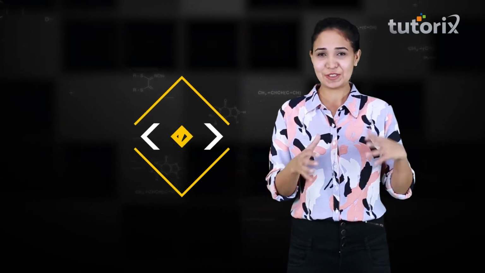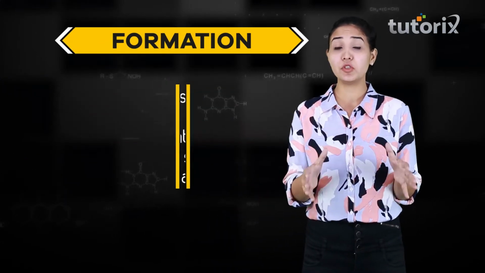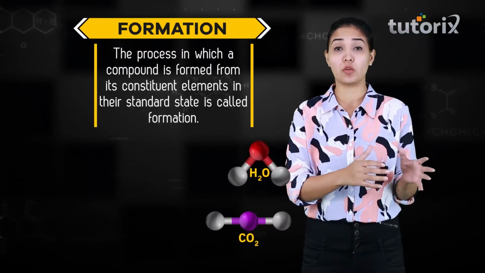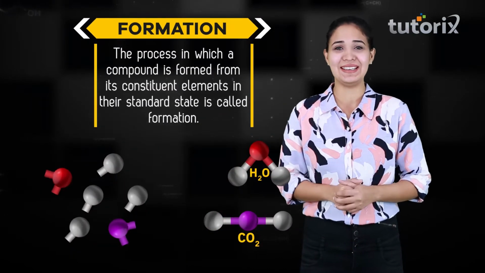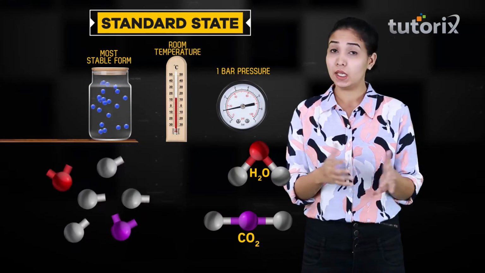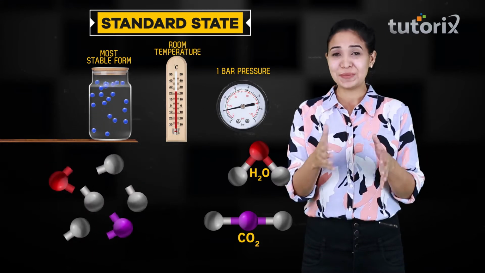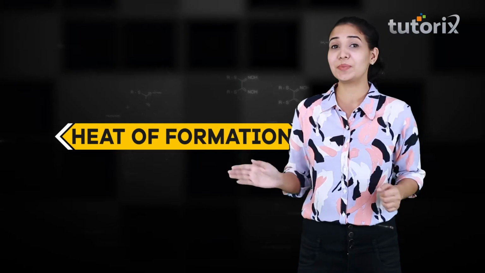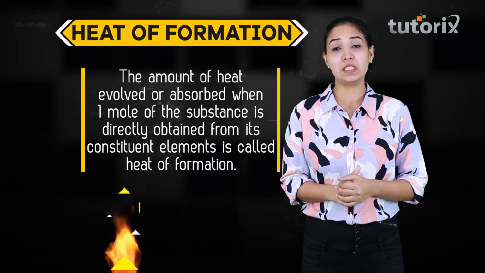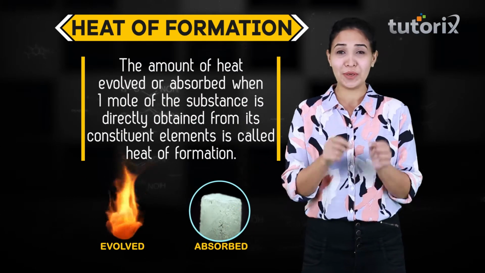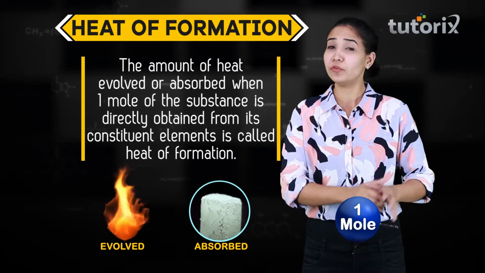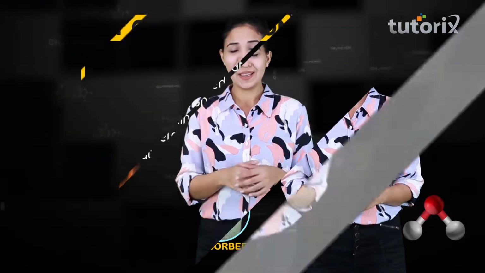So guys, if we have to define it more technically, this formation thing, we can say it is the process in which a compound is formed from the constituent elements in their standard state. That's what formation is. And similarly, if I have to define the heat of formation, we can simply say it is the amount of heat evolved or absorbed when 1 mole of substance is formed from the constituent elements. Now guys, to understand this heat of formation, let's talk about some basic examples.